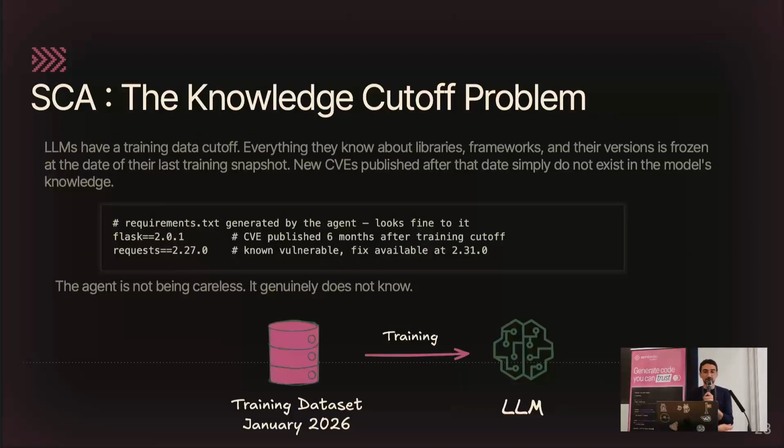So the problem with SCA in coding agents is the knowledge cutoff problem of large language models. As I explained before, large language models have a training data cutoff. Everything they know about libraries, frameworks, and their versions is frozen.